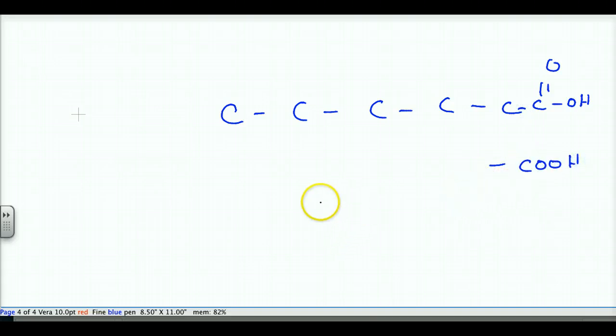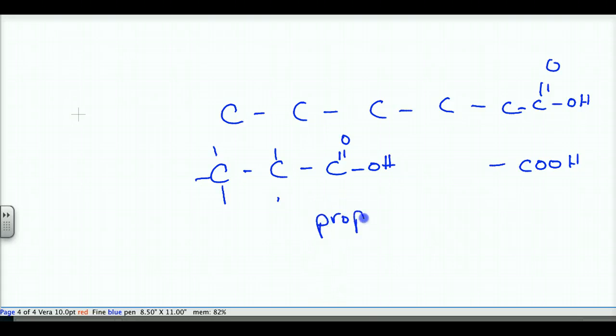How do we name them? Very simply, we count the number of carbons. I'm giving you an example here. So this is an example of an organic acid. So this would be propane, take the E away, oic acid. That's it. We don't name where this is because it's always at the end.